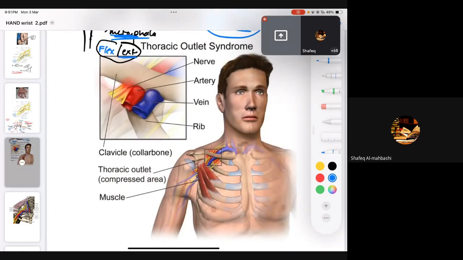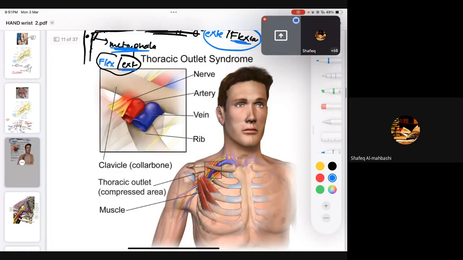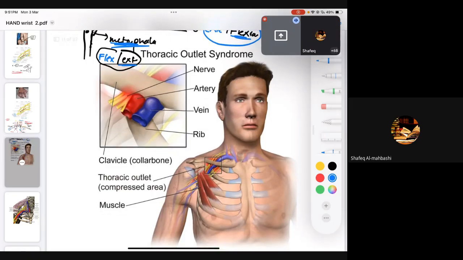Okay, so the next topic which we are going to discuss is thoracic outlet syndrome. So what happens in thoracic outlet? First of all, you should know what the thoracic outlet is. The thoracic outlet is basically the space above your first rib and behind the clavicle. So behind the clavicle and above your first rib, you have a space or outlet which is known as the thoracic outlet.